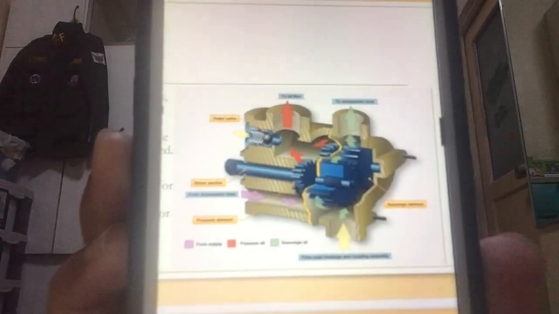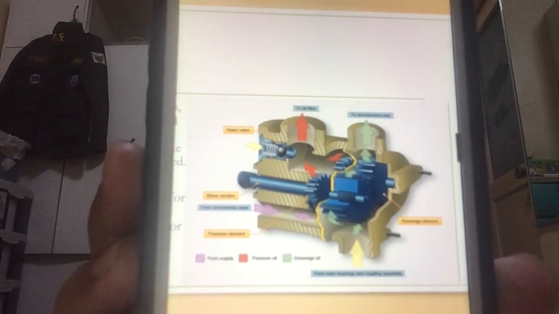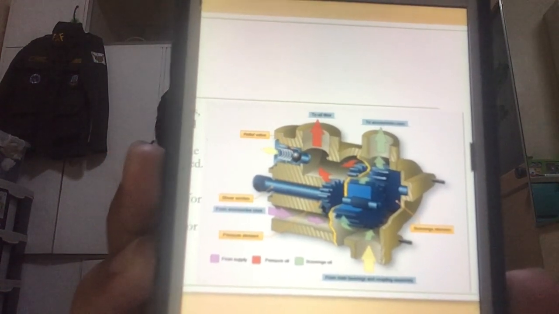So we have a picture of the gear pump. If you notice, the pink there is the supply, the red is pressure oil, and the green arrow is scavenge oil.